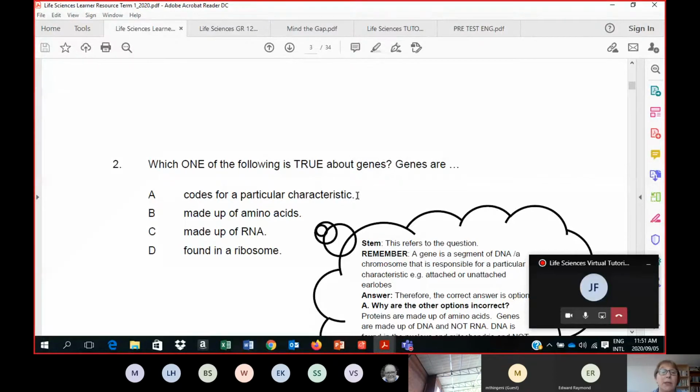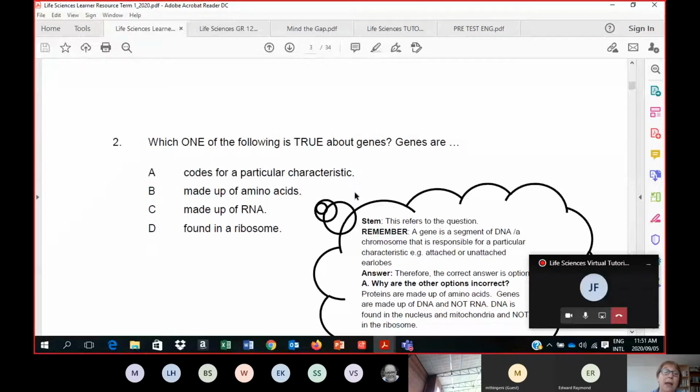So we circle that on our question paper, but just to make sure it is right, we quickly look at the other alternatives. They also have made up of amino acids, but we know proteins are made up of amino acids. Made up of RNA, genes are not made up of RNA, they are made up of DNA. Found in a ribosome, no, genes are not found in a ribosome, as we said, they make up the DNA molecule. So the A is correct, and we write down A on our exam paper.